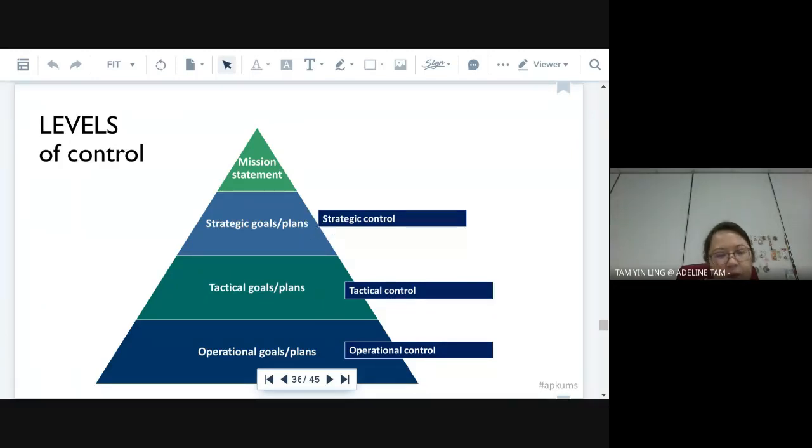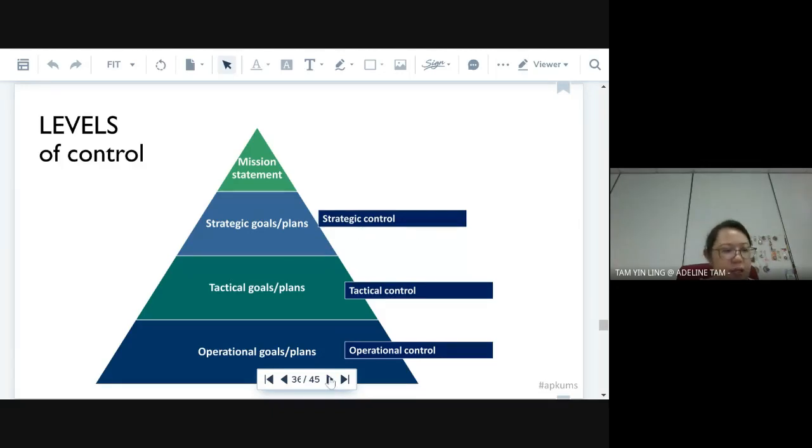If we have tactical plans, then we have tactical controlling. So we want to control, or we check, the achievement of every department, every part, every function in the company. And last will be operational control for checking the operation plans. So every plan will have its own controlling.